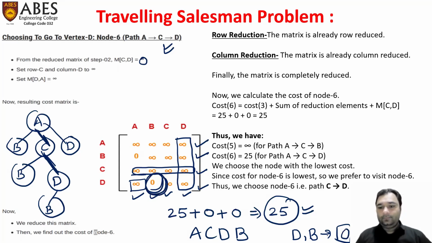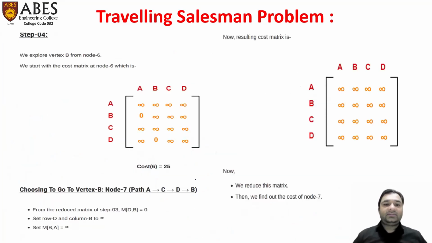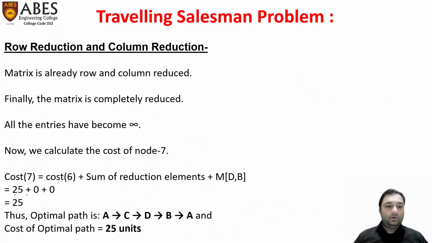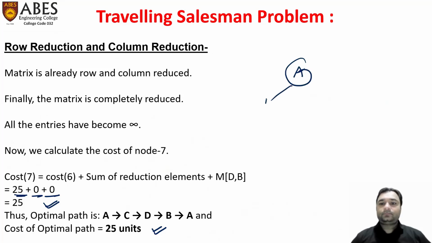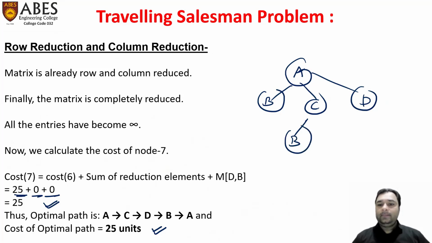That is 0. Make this row and this column as infinity. Make this path as infinity. After doing this, we perform the row reduction and column reduction, and doing so gives us simply zeros. 25, 0, 0, and 25. That is 25 units. This will be the solution we have obtained as A, B, C, D, then B, then D, then again B.